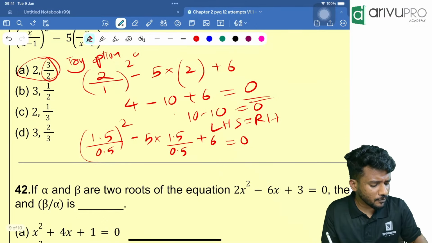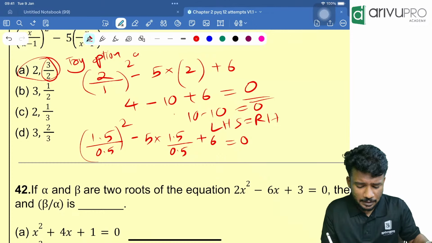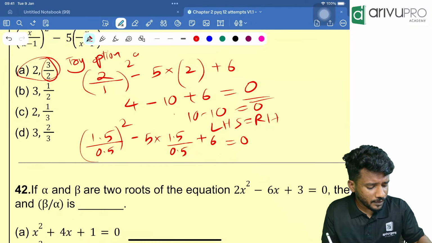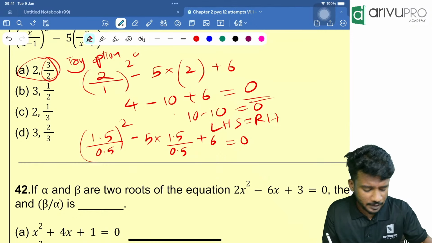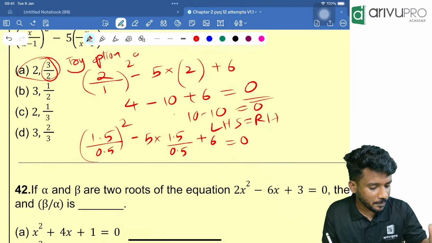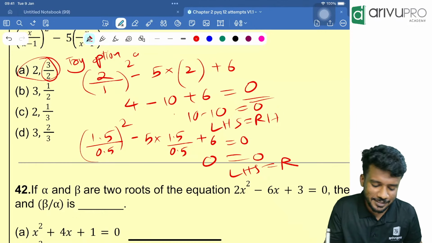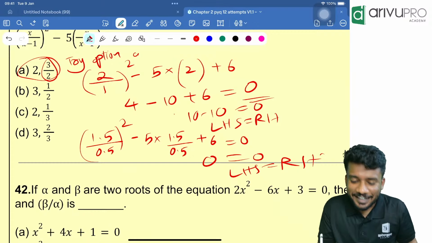Now 1.5 divided by 0.5 into equal to, then click M plus, then 1.5 into 5 divided by 0.5, then click M minus, then 6, click M plus, MRC. You are getting it as what? 0 is equal to 0, LHS is equal to RHS. Option A is your right answer.